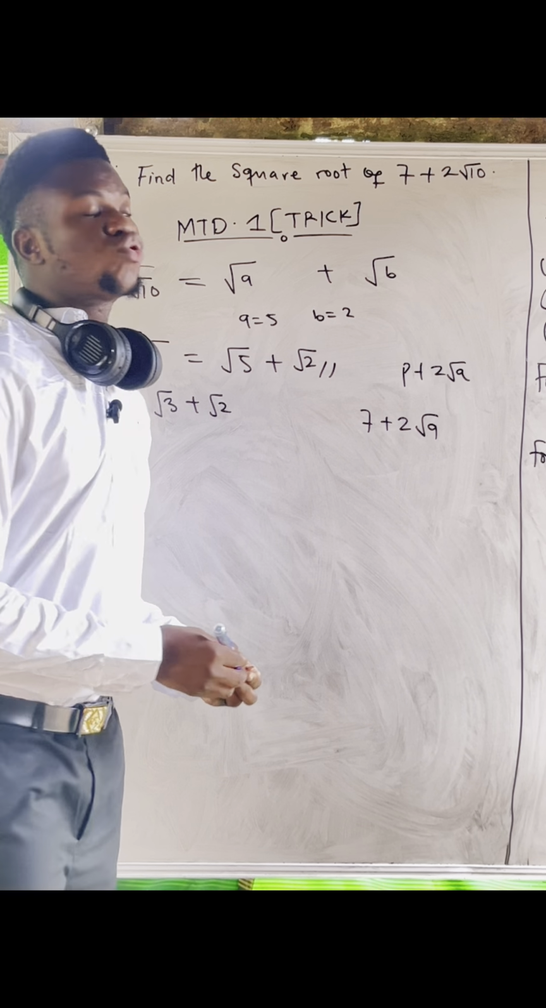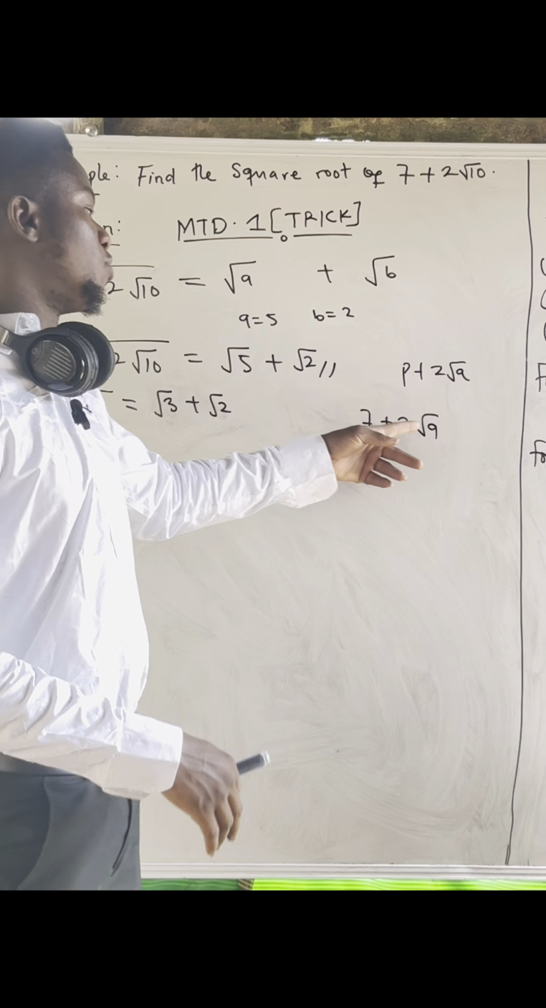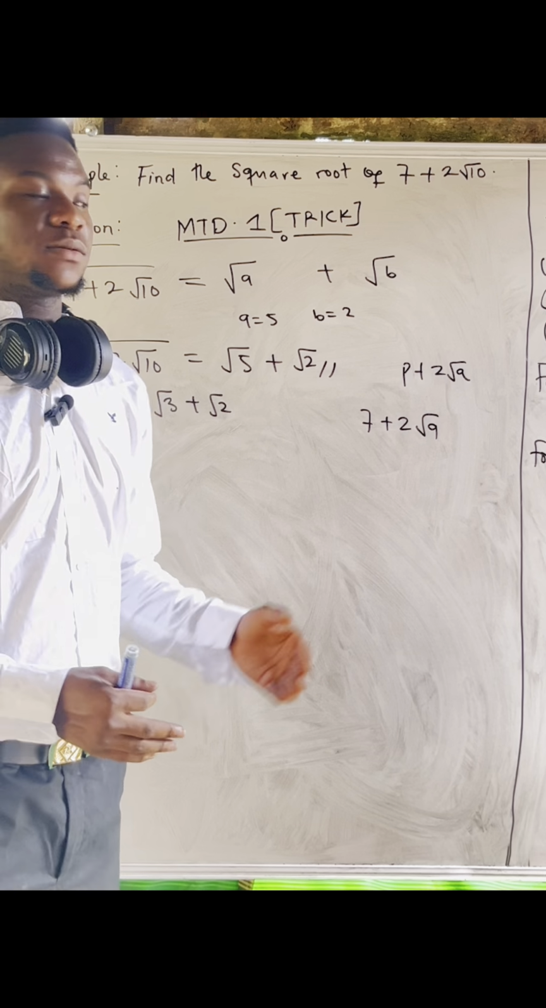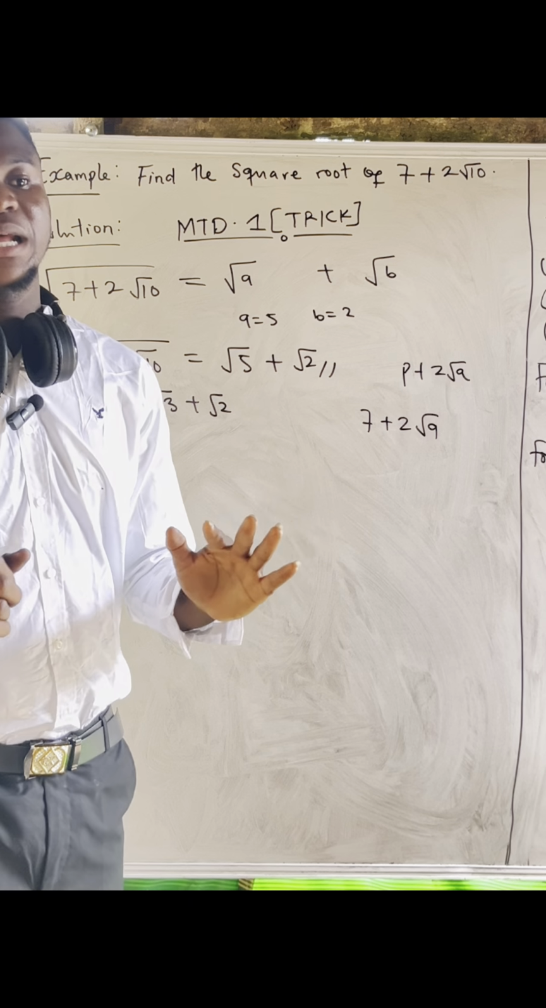Because there are no two integer numbers that multiply together to give you 9 and, when added together, give you 7. So that is why you have to know your what? The formula 1 and the formula 2.